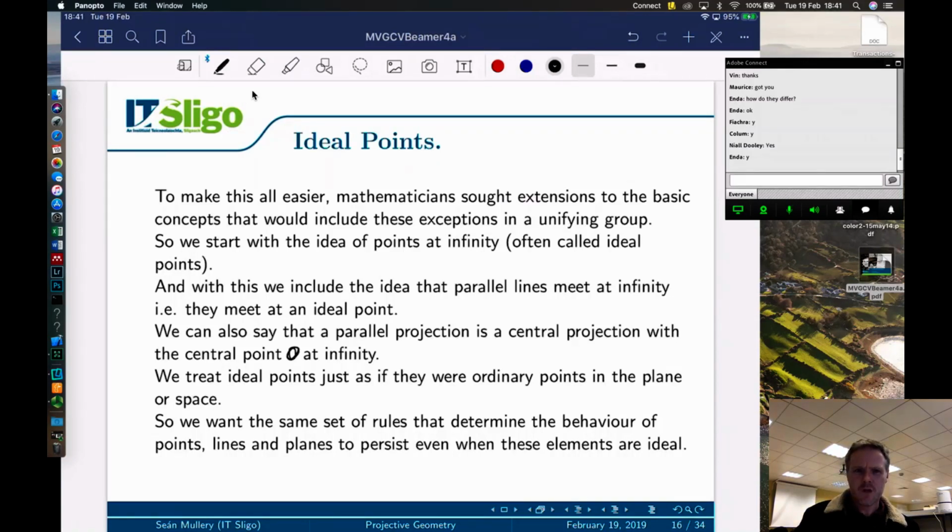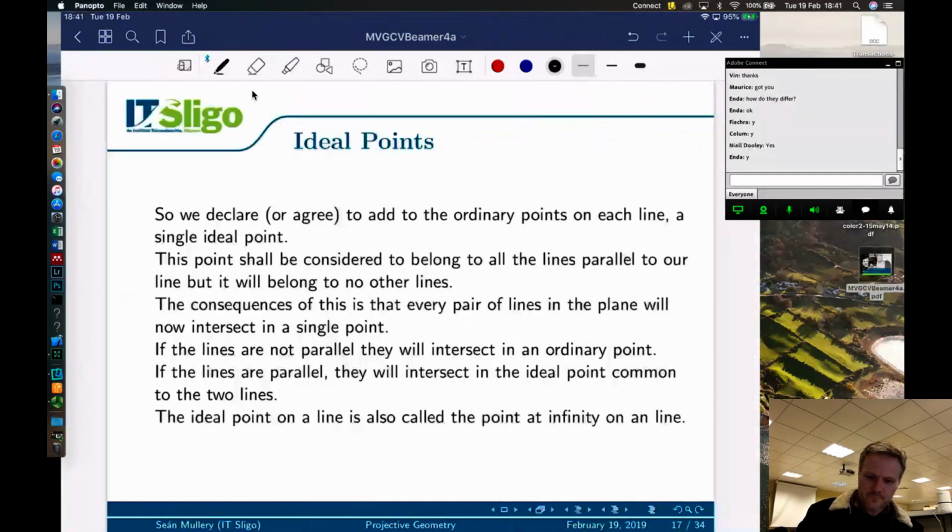So we want the same set of rules that determine the behavior of points, lines and planes to persist even when these elements are ideal. So if we start doing something with lines or planes or points, and it happens to contain one of these ideal lines or ideal points, or an ideal plane or plane at infinity, then we want all these things to persist. So we declare, which is another mathematician's word for we agree, that we're going to add to the ordinary points on each line a single ideal point.